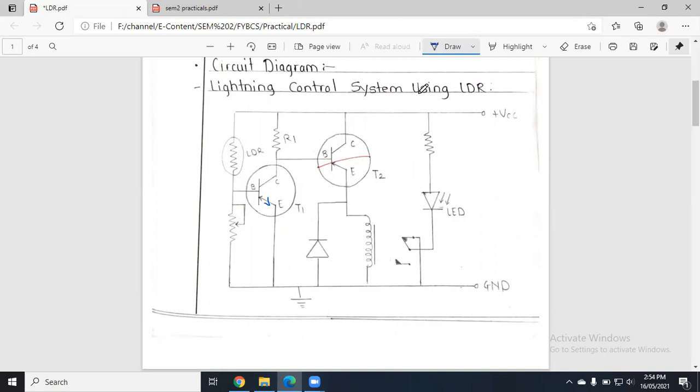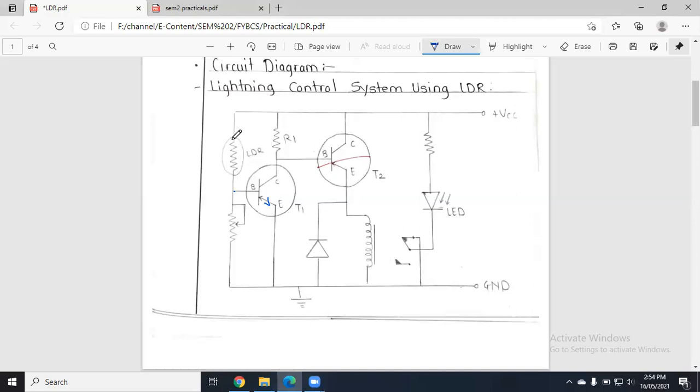In the circuit diagram, we are using two transistors, the first is T1 and the second is T2. We know a transistor has three terminals: base, collector and emitter, and both T1 and T2 have a base, collector and emitter. The base of transistor T1 has a voltage divider. This is one resistor, this is a second resistor, and the middle point of these two resistors is connected to the base of transistor T1. So we can say this is a voltage divider arrangement.